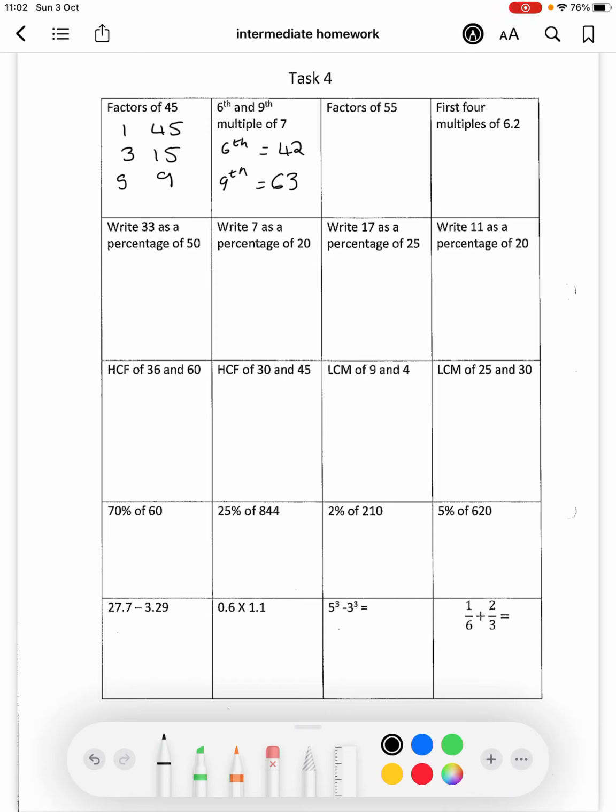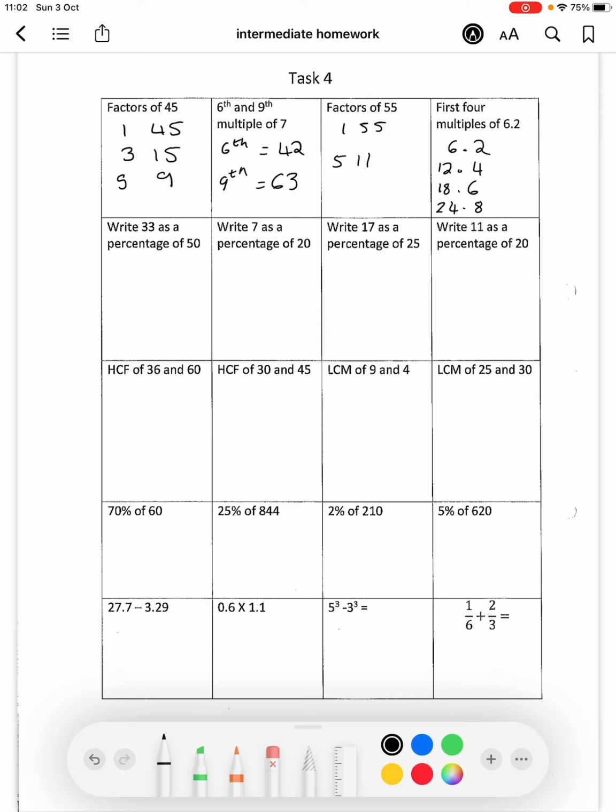Factors of 55, we've got 1 and 55, and 5 and 11. So again, pairs of numbers that multiply to make 55. First 4 multiples of 6.2, so you want to do 6.2 times table. So first would be 6.2. Then we add another 6.2, so that'd be 12.4. Then we add another 6.2, so that's 18.6. And we add another 6.2, which is 24.8.